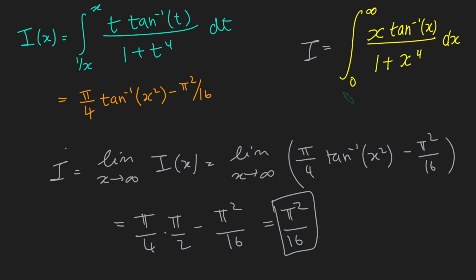So the integral from 0 to infinity of x times inverse tan of x divided by 1 plus x to the 4 dx equals pi squared over 16. And we didn't need to use any complex numbers. We basically differentiated and integrated again and used a couple of nice little tricks here. And yeah, we get the answer of pi squared over 16.